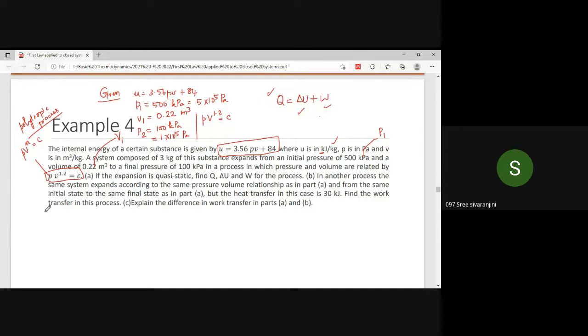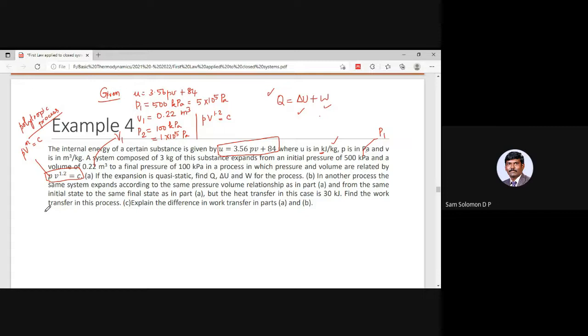After that, for work done, we'll be using P2 V2 minus P1 V1, by 1 minus n. Yeah. Okay, good. So now you guys have figured out how to solve for work done.